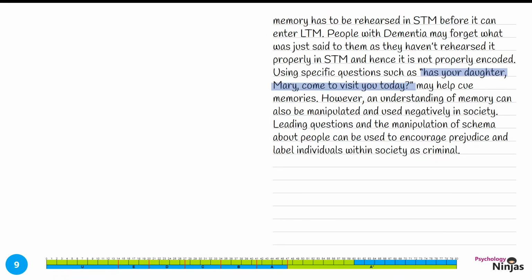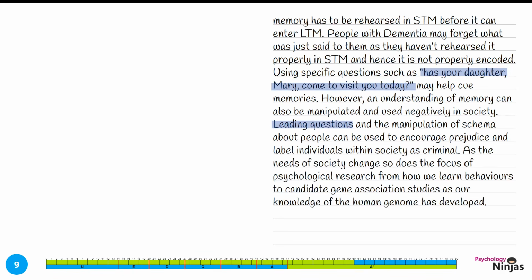Leading questions and the manipulation of schema about people can be used to encourage prejudice or label individuals within society as criminal. We've given a counter-argument here in terms of leading questions, suggesting that actually we might also use this knowledge of memory in order to negatively affect society. We're going to return to this idea and make a judgment about psychology reflecting the needs of society.